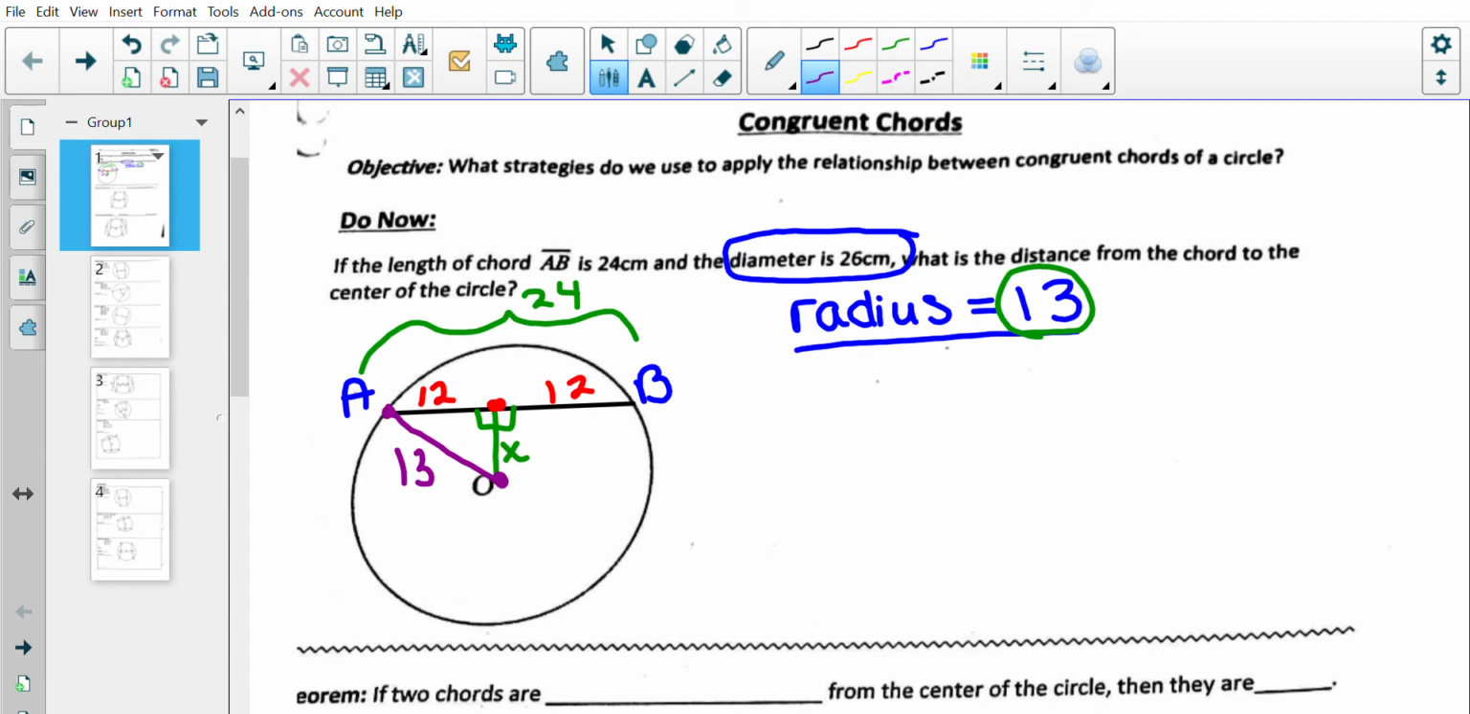And now we want to find the length of the perpendicular. Well, using this right triangle, we know we have a triple, something, 12, 13. What is it? 5, 12, 13. So the distance from the center to the chord is 5 centimeters.